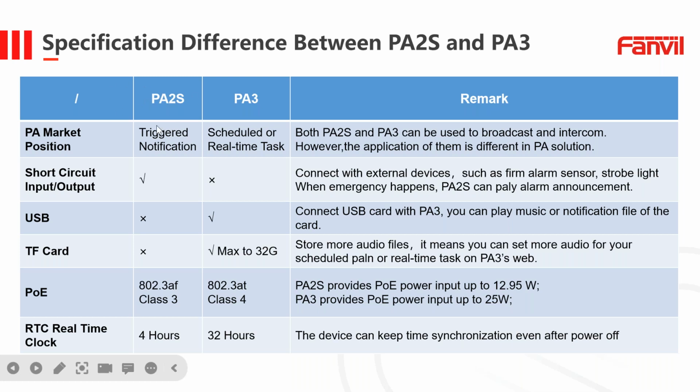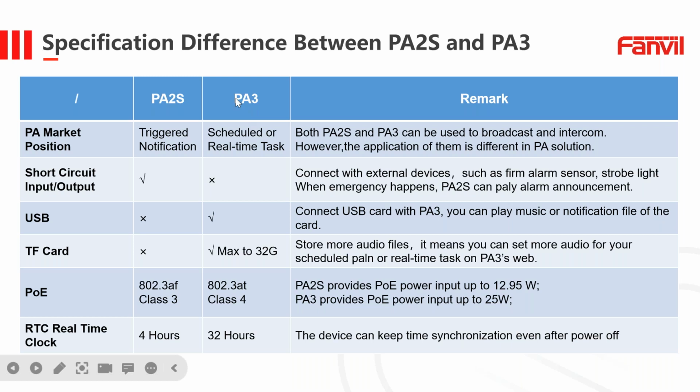And many friends have asked us what the differences are between PA2S and PA3. So you can see the form above. PA2S is more suitable for trigger notifications. It has short circuit input and output ports. So you can use PA2S to connect with external devices such as fire alarm sensors and strobe lights, and you can set it so that when an emergency happens, PA2S plays an alarm announcement.